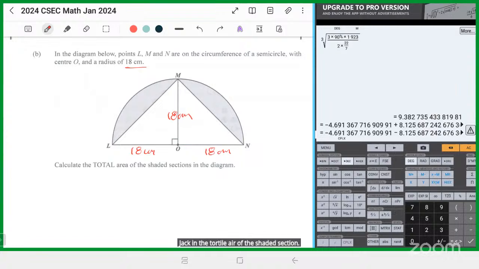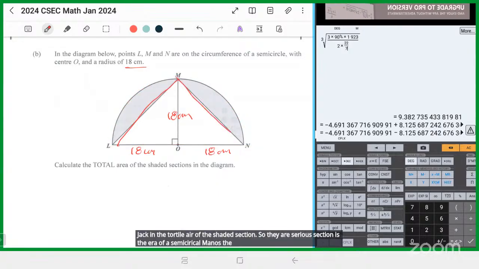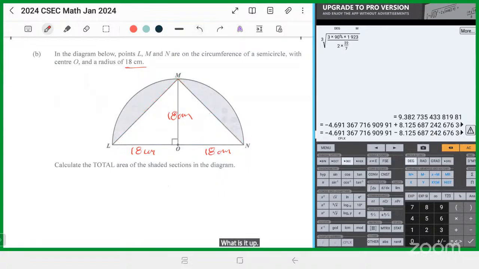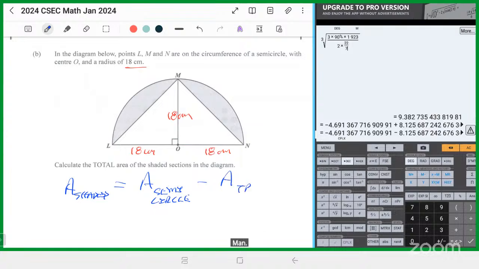So the area of the shaded section is the area of the semicircle minus the area of this triangle inside the semicircle. All right, that's all we need. So the area shaded equals the area of the semicircle, which is half of a circle, minus the area of the triangle inside here.